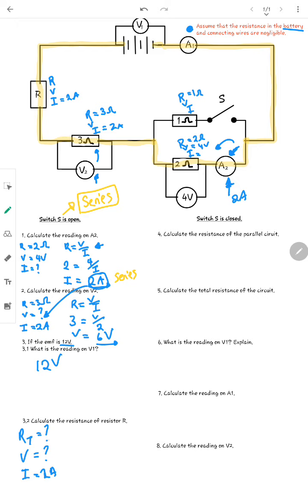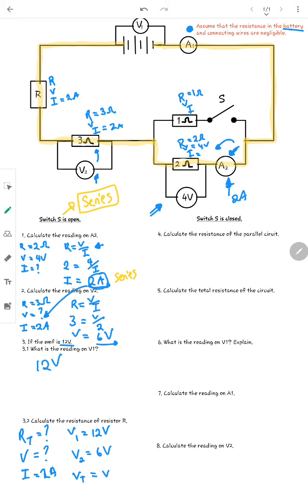Okay, so this is the information that I have. What else do I know? I know the reading on V1 is going to be 12 volts. What else do I know? I know the reading on V2, which I previously calculated, is equal to 6 volts. And I know that the reading on this particular resistor here is 4 volts. So I can in fact calculate with my total potential difference. I can calculate from my total potential difference that missing potential difference for my resistor.